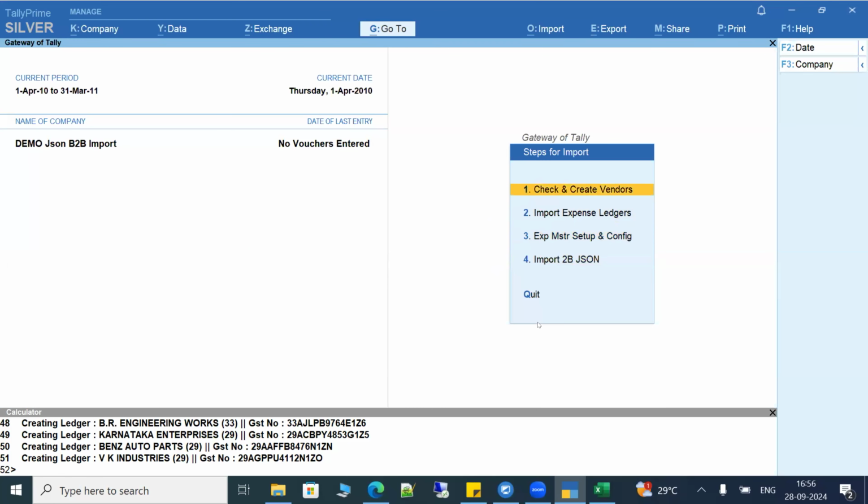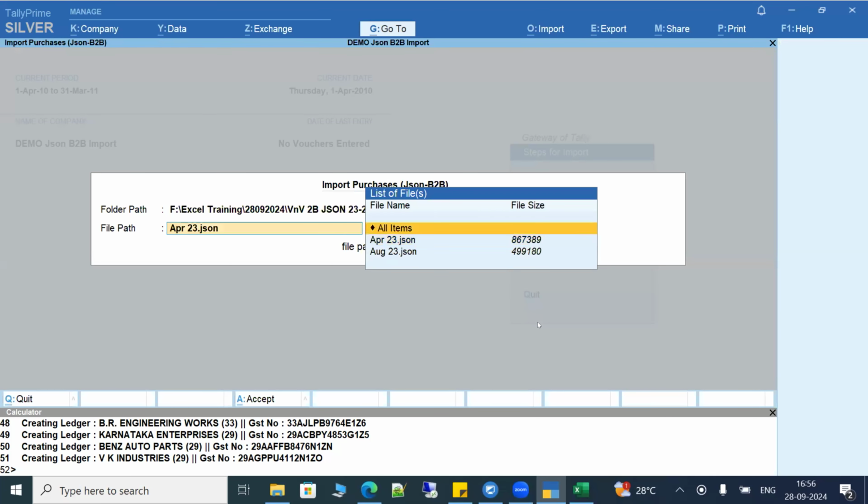Yeah, now step one, we checked and created vendors. Step two, we imported expense ledgers. Step three, we mapped vendor expenses for 12 vendors. Rest we didn't map. We'll see what will happen for the others also. The final step, importing of JSON.